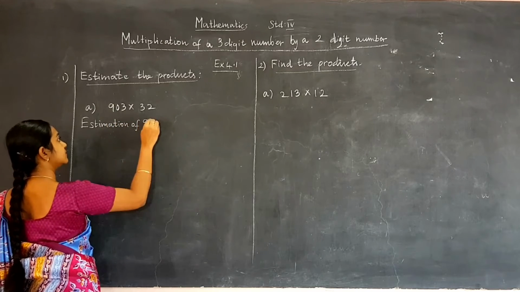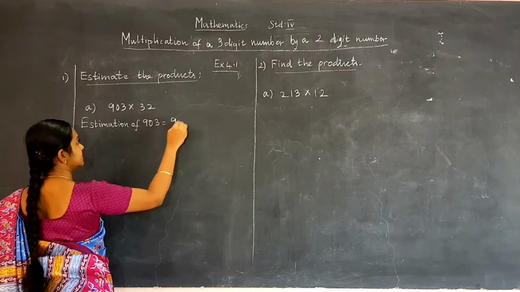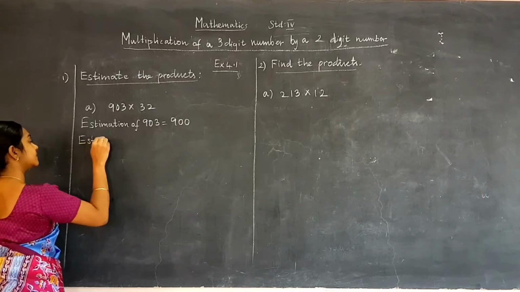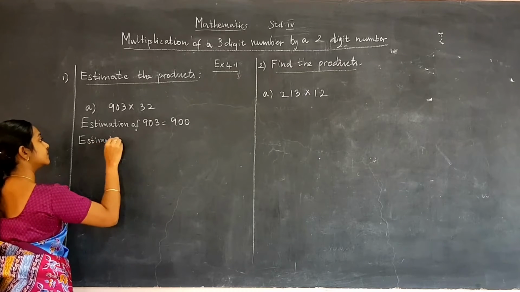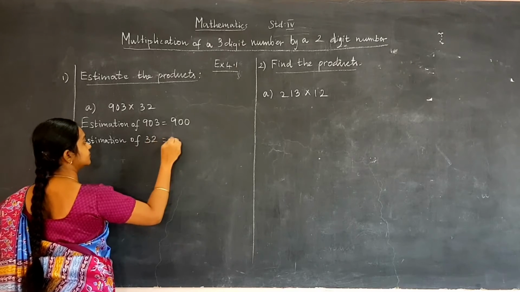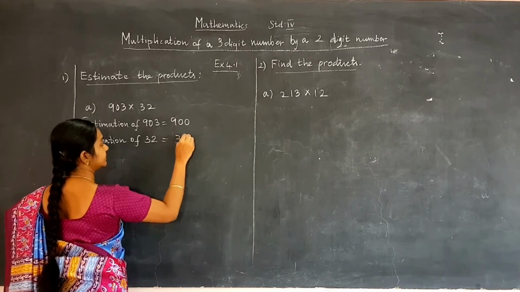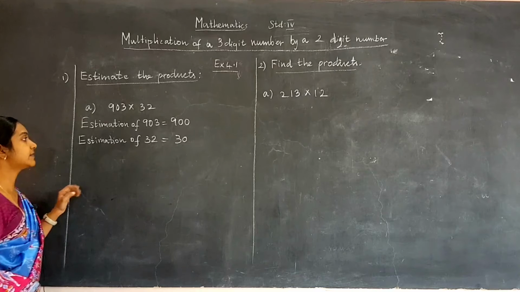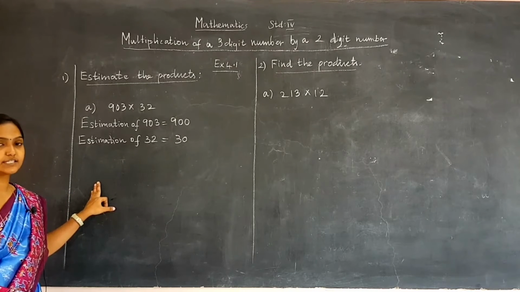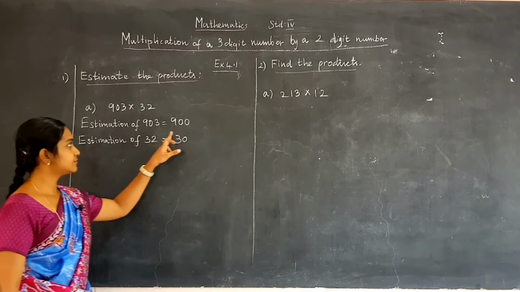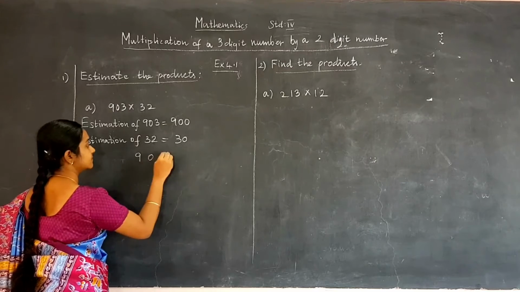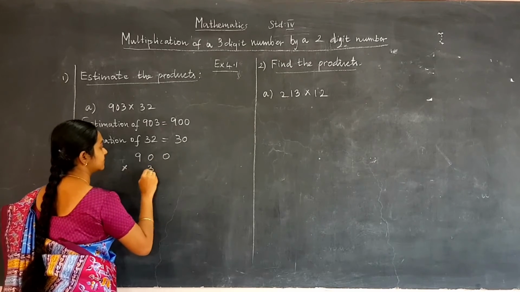Estimation of 903 is 900. Estimation of 32 will be 30. You have already learnt about rounding of numbers in the first chapter itself. We have to multiply 900 and 30.